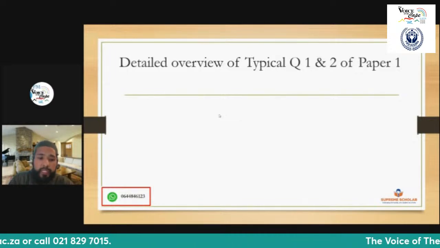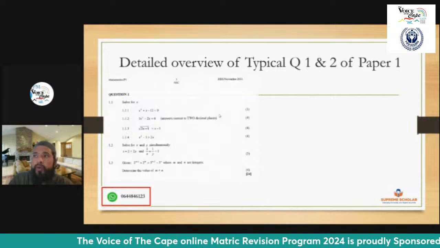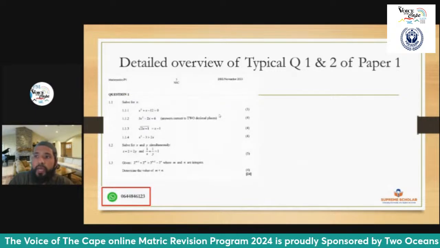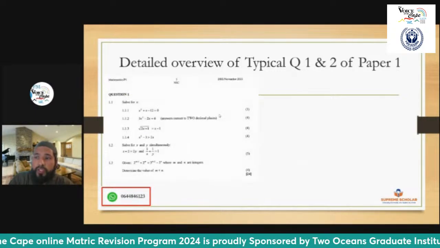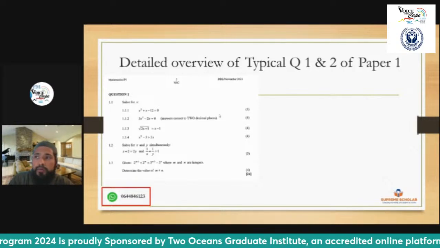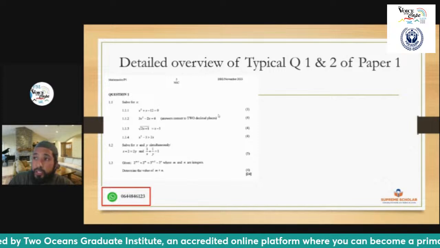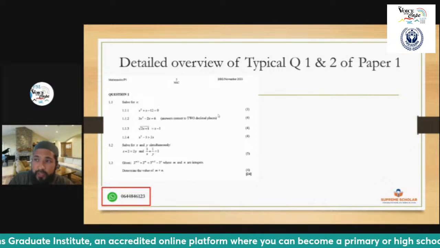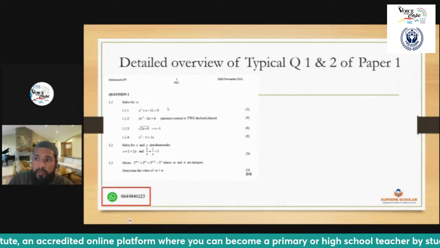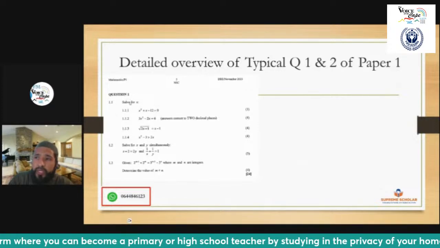In the previous lesson, we said that algebra and equations is typically about 25 marks, basically question 1. And what I've done is I've taken a screenshot or snippet of question 1 from, as you can see on the screen, the Department of Basic Education past paper, last year's final paper, 2023's final paper, right?